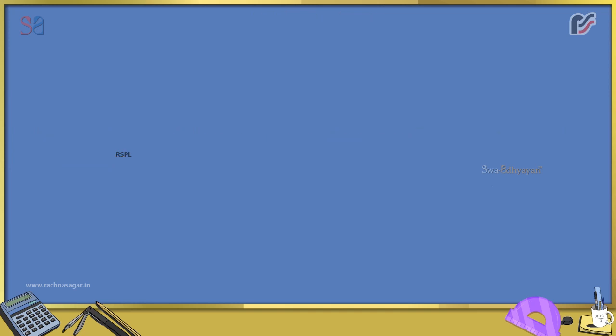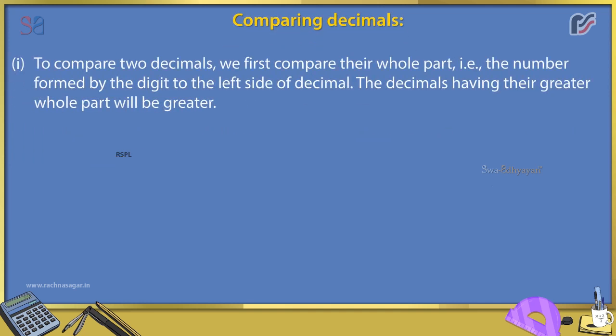Comparing decimals. 1. To compare two decimals, we first compare their whole parts, that is, the number formed by the digits to the left side of the decimal. The decimal having the greater whole part will be greater. Example: 24.752 is greater than 20.15, as 24 is greater than 20.